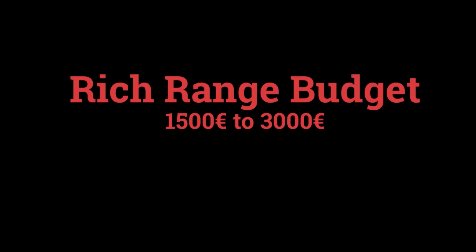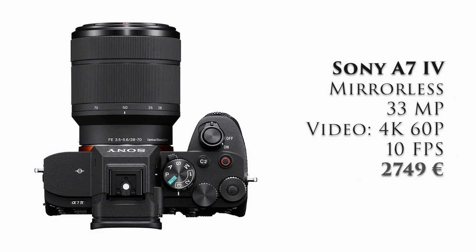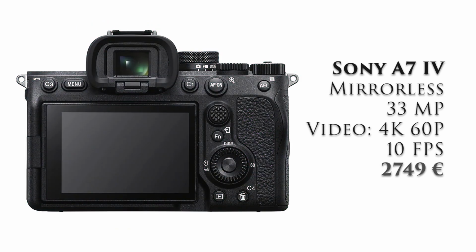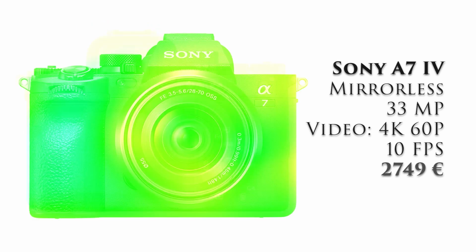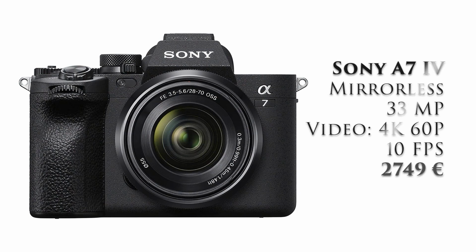Okay, rich people, let's go and choose for you. These are the best cameras in store. In my opinion, you don't have to think, just go buy them. Okay, let's go for the first one. The first one is a Sony A7 IV. It's a 33 megapixel full frame mirrorless. It can shoot 4K 60 frames per second videos and 10 photos per second for photos. It costs $2,749. I can say it's a perfect camera, not just very good. You can buy it without thinking.